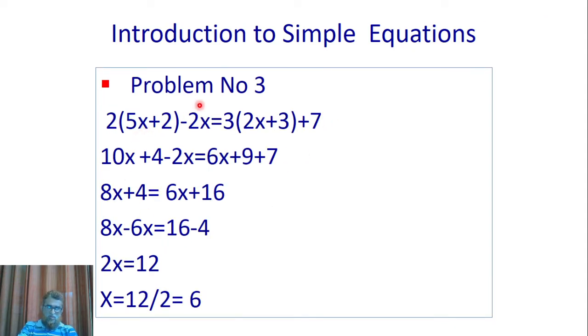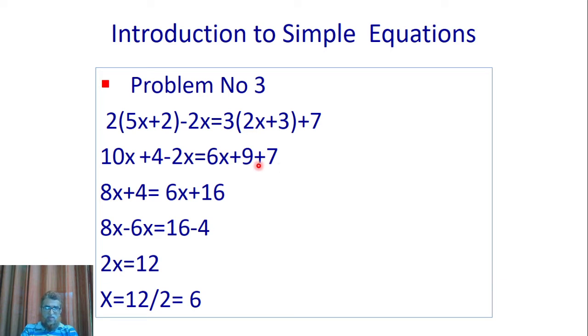Third question, you see, 2 into 5x plus 2 minus 2x is equal to 3 into 2x plus 3 plus 7. Let us remove the brackets first. So when we remove the bracket, we have to multiply. 2 into 5x, 10x. 2 into 2, 4. Clear? Then minus 2x as it is. Then 3 into 2, 6. 3 into 2x, it is 3, 6x. 3 into 3, 9. We have removed the bracket. Plus, this 7 will come here as 7.